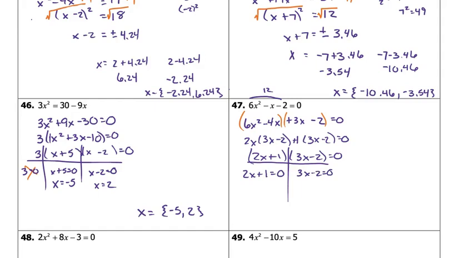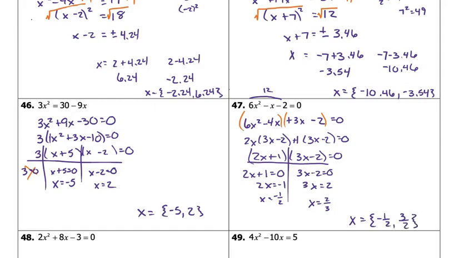These are just two-step equations. You'd subtract the 1 over, so you'd have 2x equals negative 1. Divide by 2, so x would equal negative 1/2. Here, add the 2 over, 3x equals 2. Divide by 3, x equals 2/3. And we'll just leave them just like that. We're okay with that today. So x equals negative 1/2 and positive 2/3.